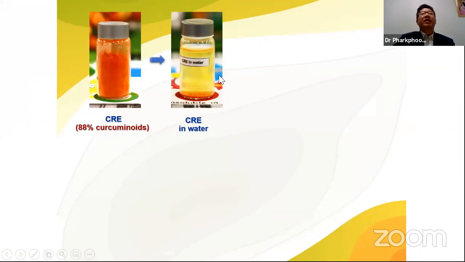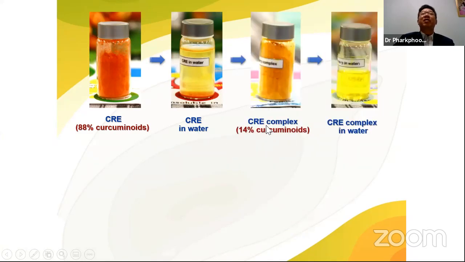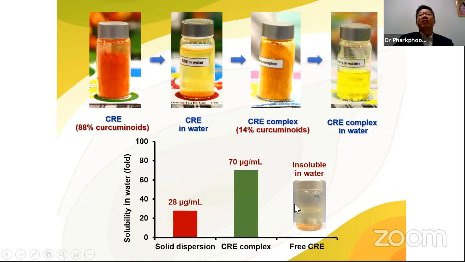So in conclusion, we can overcome the problem of insolubility of curcuminoid-rich extract in water by making it in the form of CRE ternary complex. The CRE contains 88% curcuminoid, and the CRE ternary complex contains 14% curcuminoid, and it can dissolve well in water. The solubility of the ternary complex increased from insoluble to 70 microgram per mL, when compared with the previous reported method for solid dispersion. Solid dispersion increased only to 28 microgram per mL. So our method can increase the water solubility of curcuminoid more.